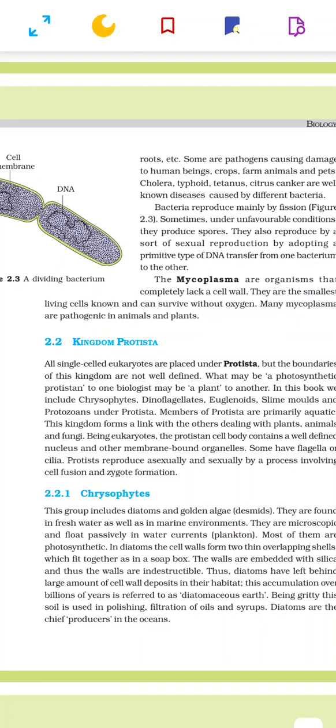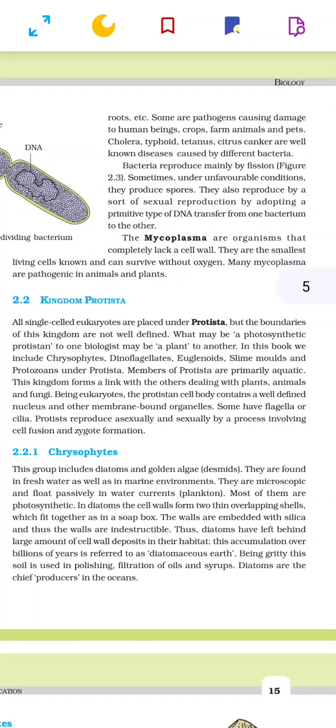2.2 Kingdom Protista. All single-celled eukaryotes are placed under Protista, but the boundaries of this kingdom are not well defined. What may be a photosynthetic protist to one biologist may be a plant to another. In this book, we include chrysophytes, dinoflagellates, euglenoids, slime molds, and protozoans under Protista. Members of Protista are primarily aquatic. This kingdom forms a link with the other kingdoms, dealing with plants, animals, and fungi.